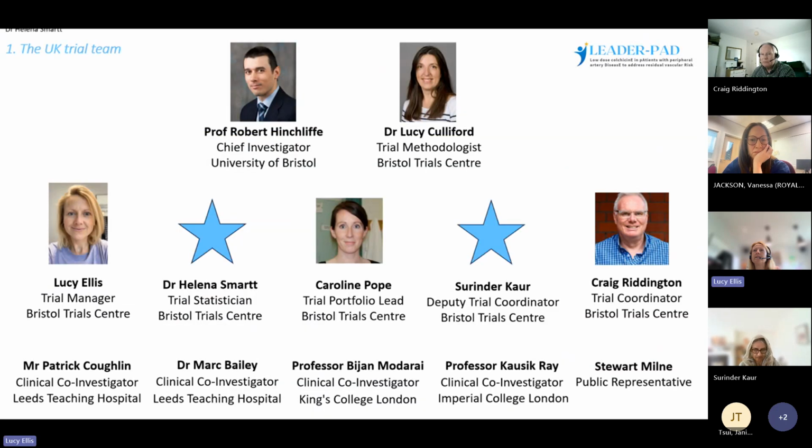So on this slide here, you'll see some of the trial team. So just to note, the LeaderPad is a large international study. It's being led and designed by a group of researchers at Population Health Research Institute in Canada. And overall, the study is looking to randomise just over 6,000 adults with peripheral artery disease. In the UK, we have our separate funding. So it's funded by the British Heart Foundation, and the sponsor is the University of Bristol.